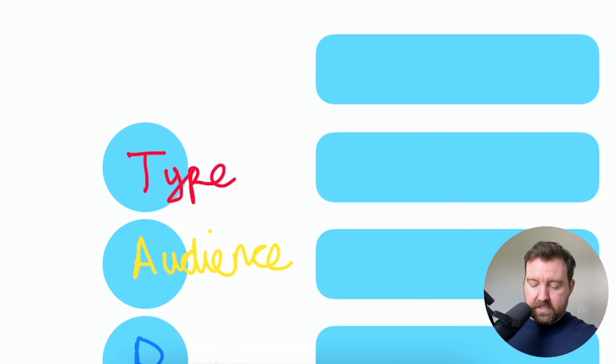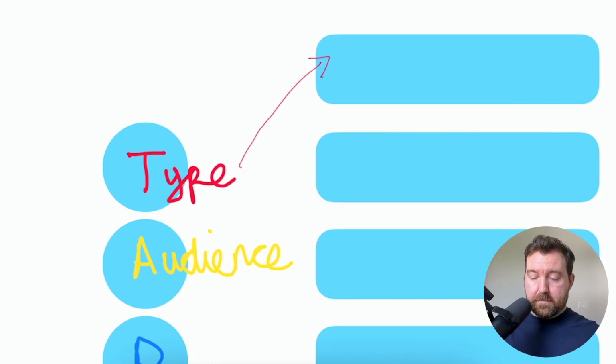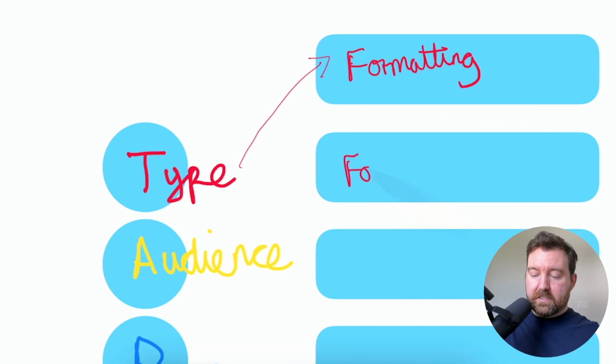The type of writing is obviously the very first thing that you need to work out. And the type of writing is typically going to be a speech, a letter, a newspaper, or a magazine. And it doesn't matter which of those four come up. The two things that you then need to really focus on from your type are going to be the formatting of the writing and the formality of the writing.